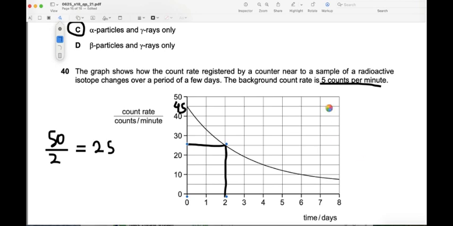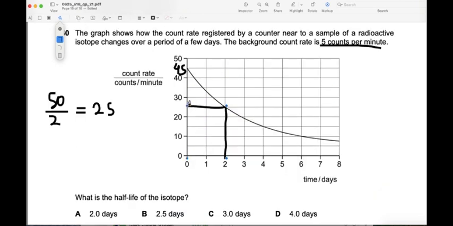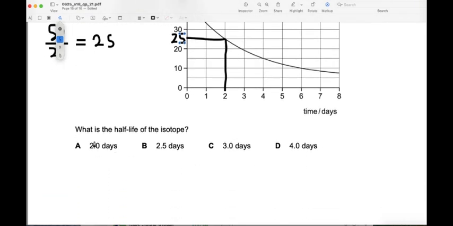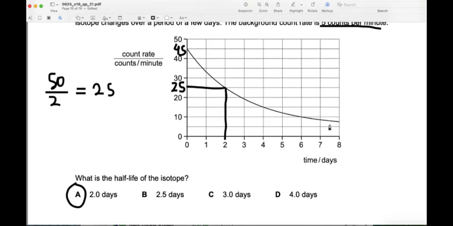Okay, how did we get that? Because here the radioactive source starts from 45, but there is a background count that is added to it. 5 plus 45, you get 50. If you're looking for half-life, you divide the count by 2. So 50 divided by 2 gives 25 counts. You come here where 25 is, trace it to the graph and then trace it down. You get 2 days. So let's go for the option of 2 days. Yes, A is our answer. So the answer to this question is 2 days.